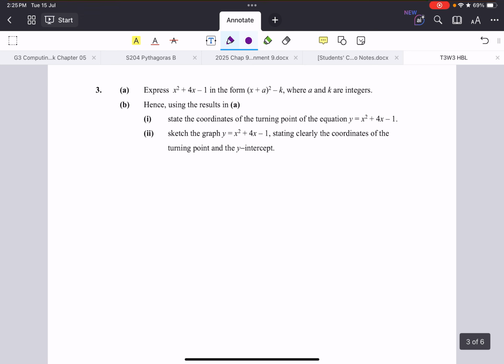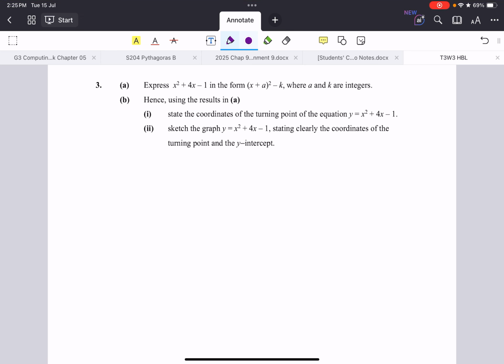Express that quadratic into the completing the square form. We are familiar with that, we can do that, right? So let's go. x squared plus 4x minus 1 is going to be equals to x squared plus 4x plus 2 squared minus 2 squared minus 1, which will result in (x plus 2) squared minus 5.